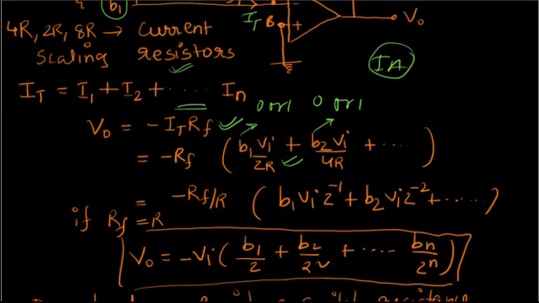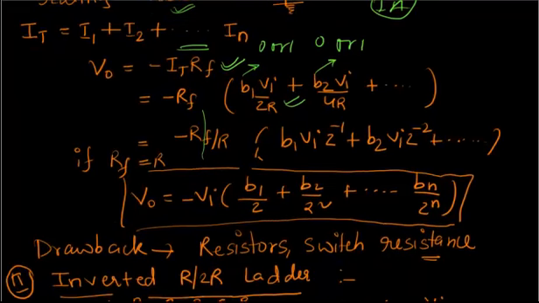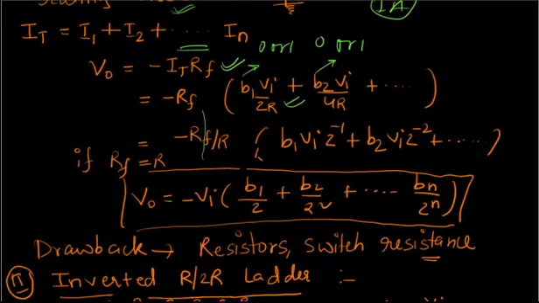Now here if you write RF equal to R, you are going to get a binary sum, right? So the output will always be proportional to the bits. This is nothing but weights of 2, powers of 2. So that is why it's also called the weight resistor method.